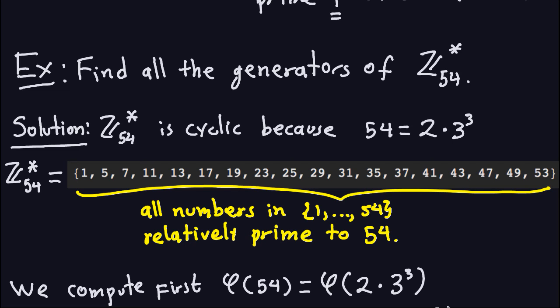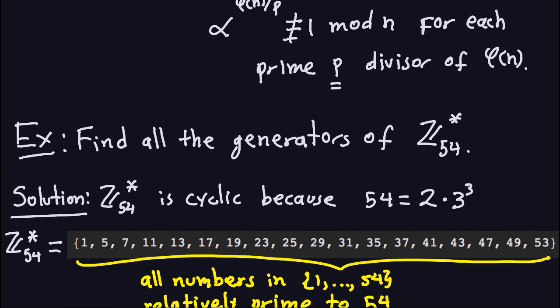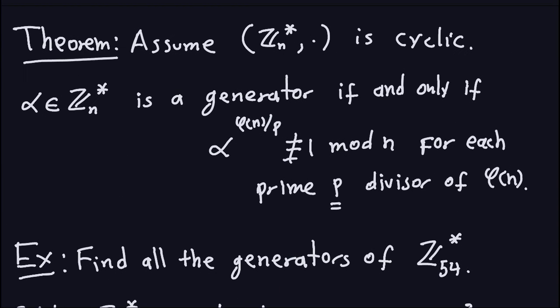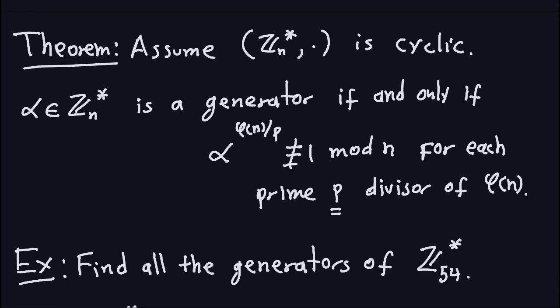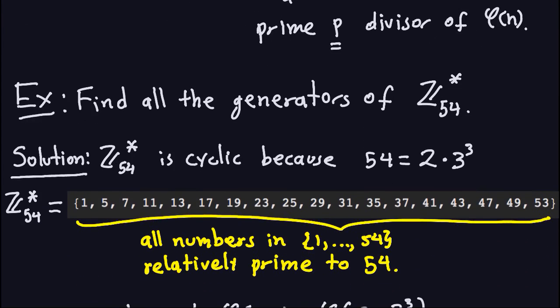Now, to check that something is a generator, we'll have to apply the theorem. And to apply the theorem, there are a couple of things I need to do. First of all, I have to compute phi of n, because I need to compute this modular exponentiation. And the second thing I have to do is find the prime divisors of phi n, because I need to check this for all the prime divisors of phi n. So I'm going to compute phi n first.